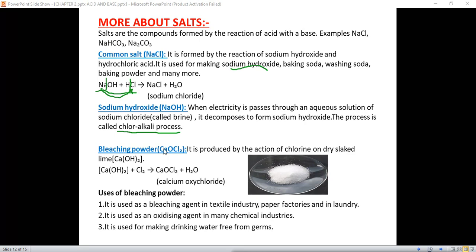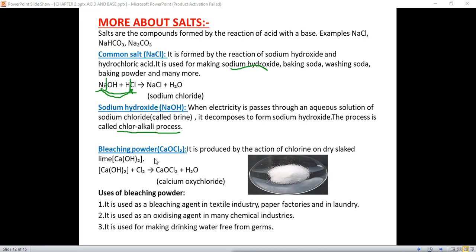Now next is bleaching powder. What is the formula of bleaching powder? CaOCl2. Very important. You should remember the formula of bleaching powder, CaOCl2. What is the chemical name of this bleaching powder? Calcium oxychloride.